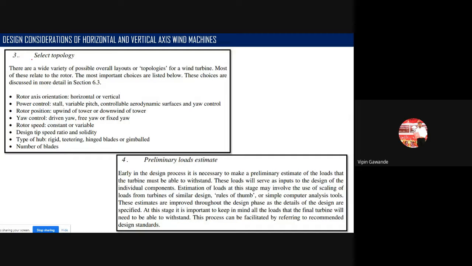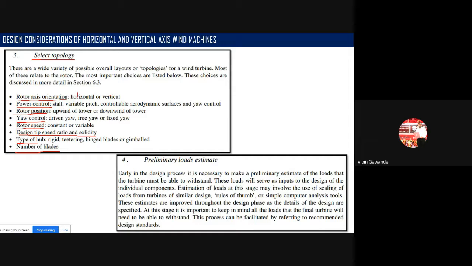The third one is the selection of the topology. The selection of topology is in the form of the rotor axis rotation, power control, the rotor position, yaw control, then the rotor speed, design tip speed ratio and solidity, and the types of the hub and the number of the blades. Okay, so these are the things that can be considered.